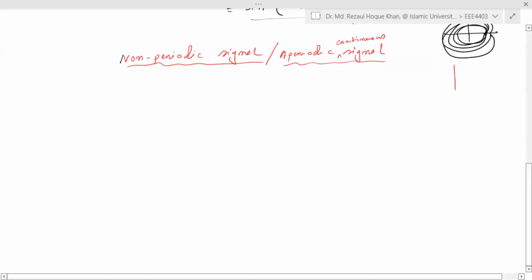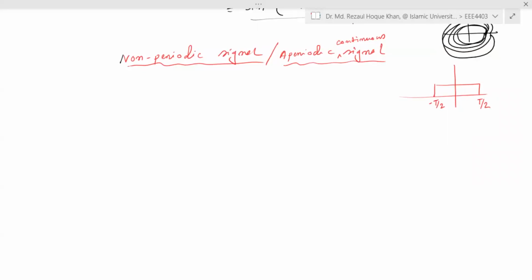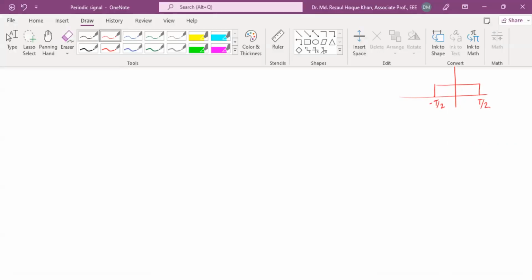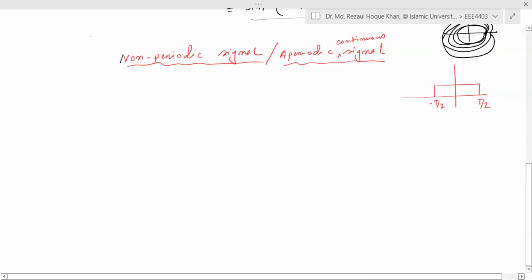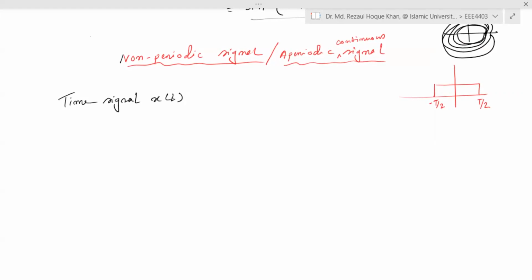One example is a pulse wave signal from minus T/2 to T/2. This kind of signal is an aperiodic signal, meaning it's not happening continuously, I mean, it's not happening in a period. So let us say an aperiodic time signal x(t).